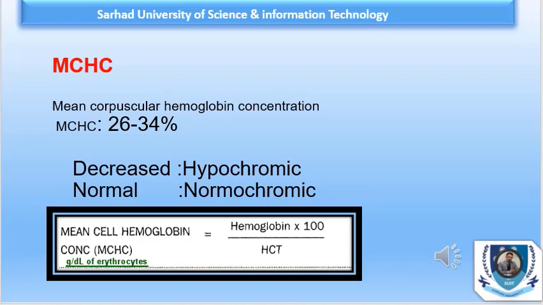MCV, MCH, and MCHC are collectively called red blood cell indices. The third one is MCHC, mean corpuscular hemoglobin concentration. Its normal value is 26 to 34%, and whenever it decreases, we can say that it is hypochromic, and if it's normal, then it's normochromic. It can also be calculated by the formula: we multiply hemoglobin by 100 and divide it by HCT or PCV, and we finally get MCHC. It is a measure of the average concentration of hemoglobin inside a single red blood cell.